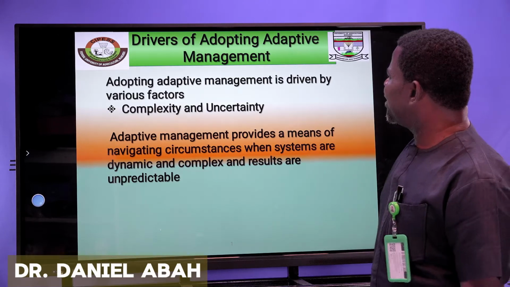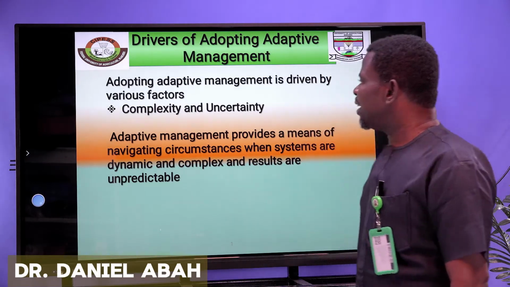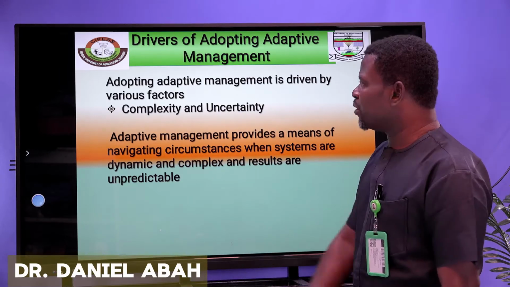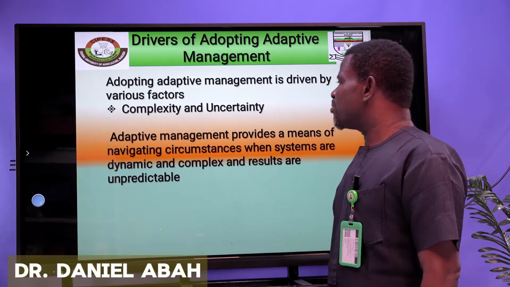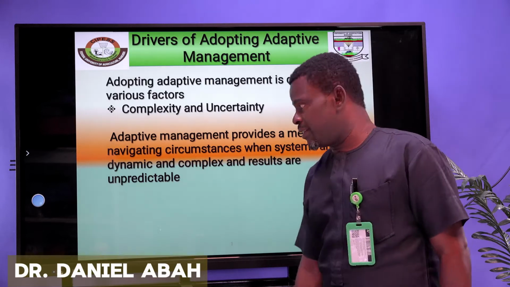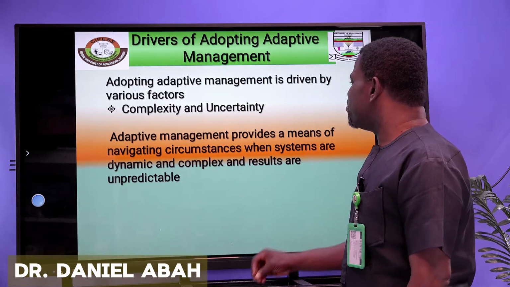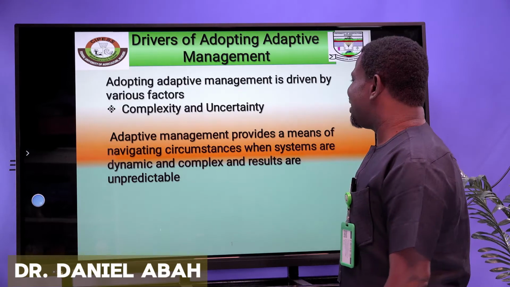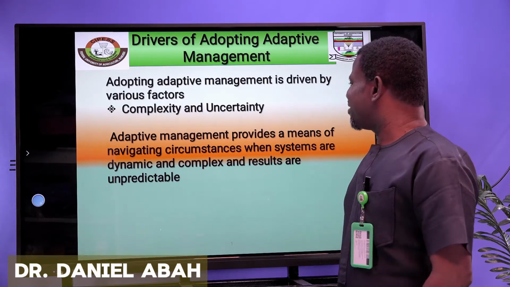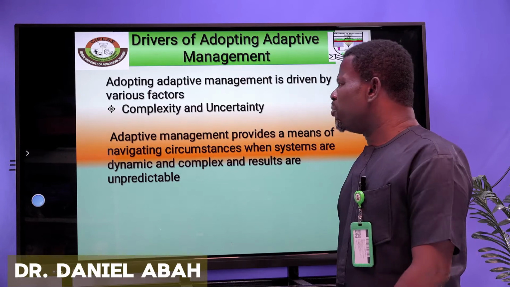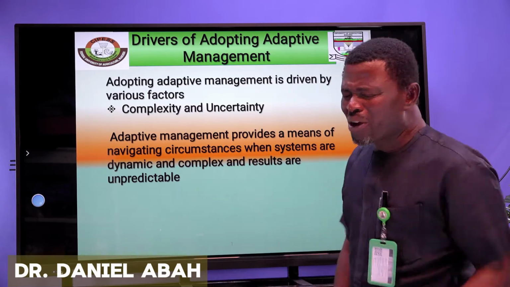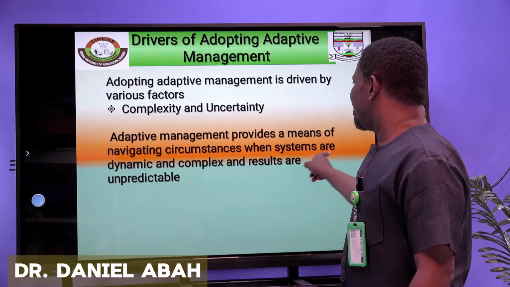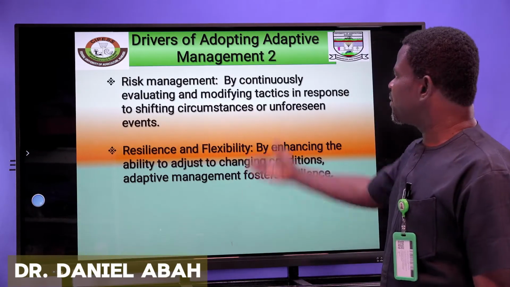Drivers of adopting adaptive management. There are drivers. Adopting adaptive management is driven by various factors. One of the factors is what we call complexity and uncertainty. Adaptive management provides a means of navigating circumstances when systems are dynamic and complex and results are unpredictable. When you cannot predict it, the situations are complex. Adaptive management dives into it and provides a means of escape.